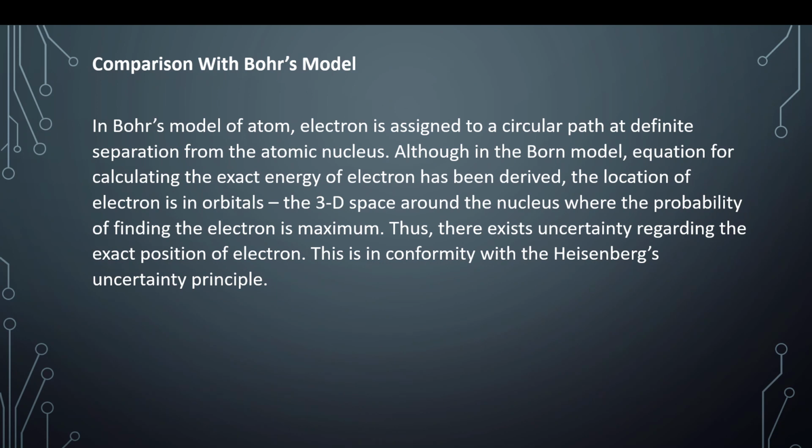Comparison with Bohr's model. In Bohr's model of the atom, the electron is assigned to a circular path at definite separation from the atomic nucleus. Although in the Bohr model, the equation for calculating the exact energy of the electron has been derived. In the Schrodinger treatment, the location of the electron is in orbitals, the 3D space around the nucleus, where the probability of finding the electron is maximum. Thus, there always exists uncertainty regarding the exact position of the electron. This treatment is in conformity with Heisenberg's uncertainty principle.